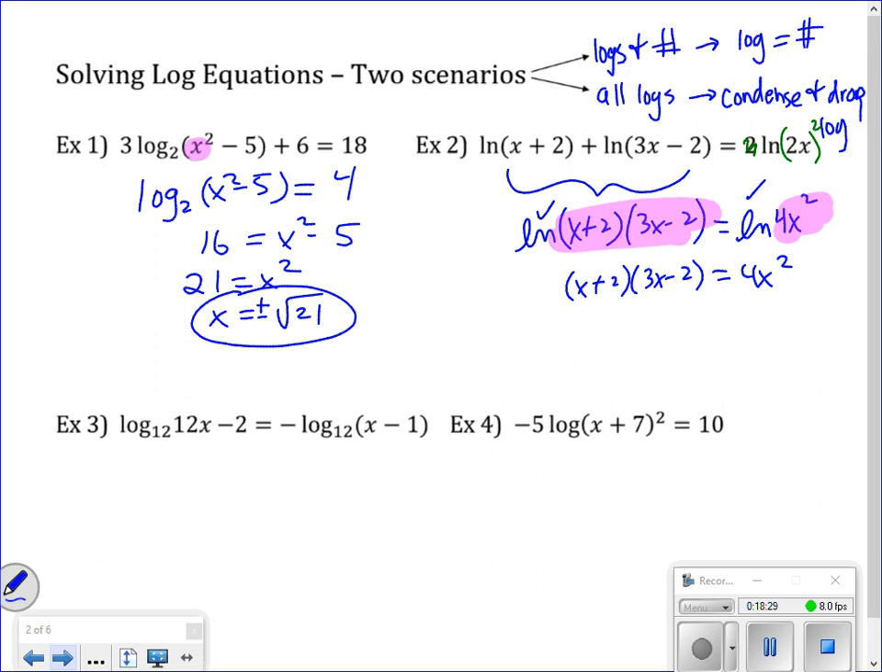So I got a quadratic that I got to solve. So we're going to multiply out the left side. X times 3x gives me 3x squared. The outside is negative 2x. The inside is positive 6x. So what's the middle going to be? Right, positive 4x, and then minus 4.